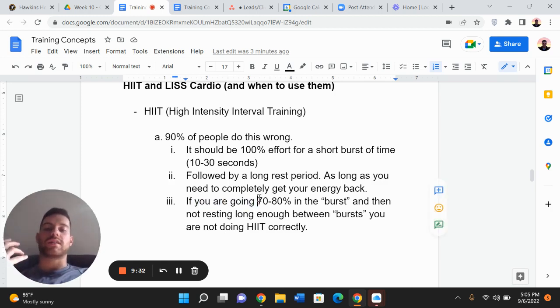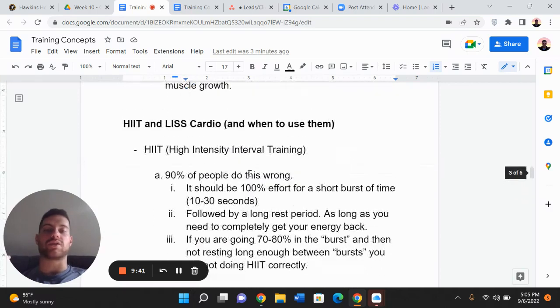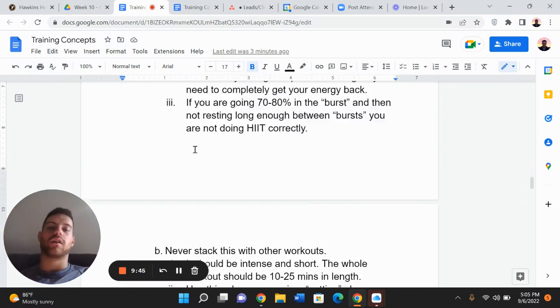Again, if you're only going 70 to 80% in your burst effort and then you're not resting long enough between bursts, you're not doing it correctly and you're not getting the benefit of it. You're basically just doing LISS cardio with just a little bit of bursts here and there, okay?